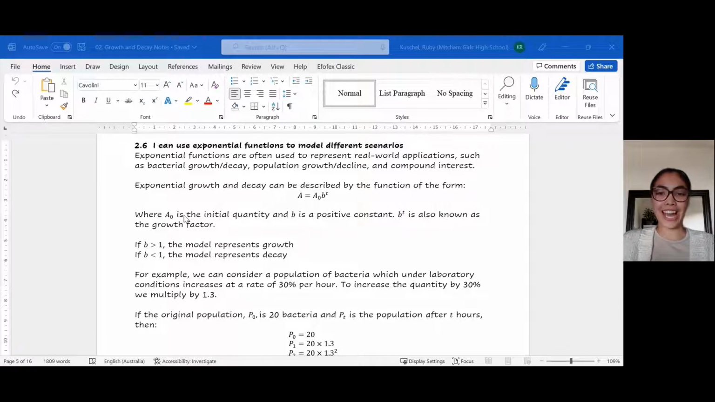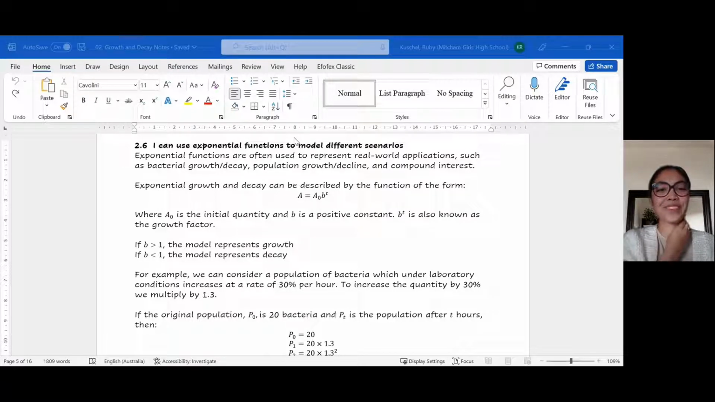So we're now going to be looking at our learning intention 2.6, which is I can use exponential functions to model different scenarios. So we can use exponential functions for lots of different applications, such as modeling bacterial growth and decay, population growth and decay, as well as compound interest. Those are the main ones that you will mostly see use exponential functions.